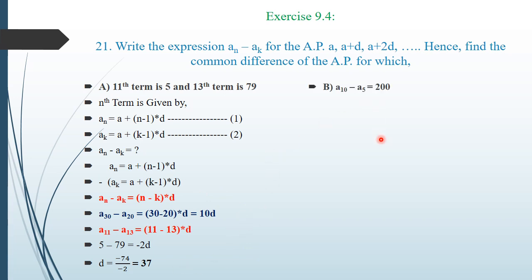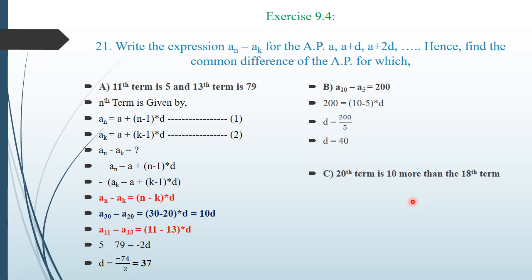Coming to the second question, here he says a10 minus a5 is equal to 200. Directly he has given this equation here, that is a10 minus a5 is equal to 200. Therefore 200 is equal to n minus k into d, I can write it as 10 minus 5 into d. Therefore d is equal to 200 divided by 5, that is nothing but d is equal to 40.